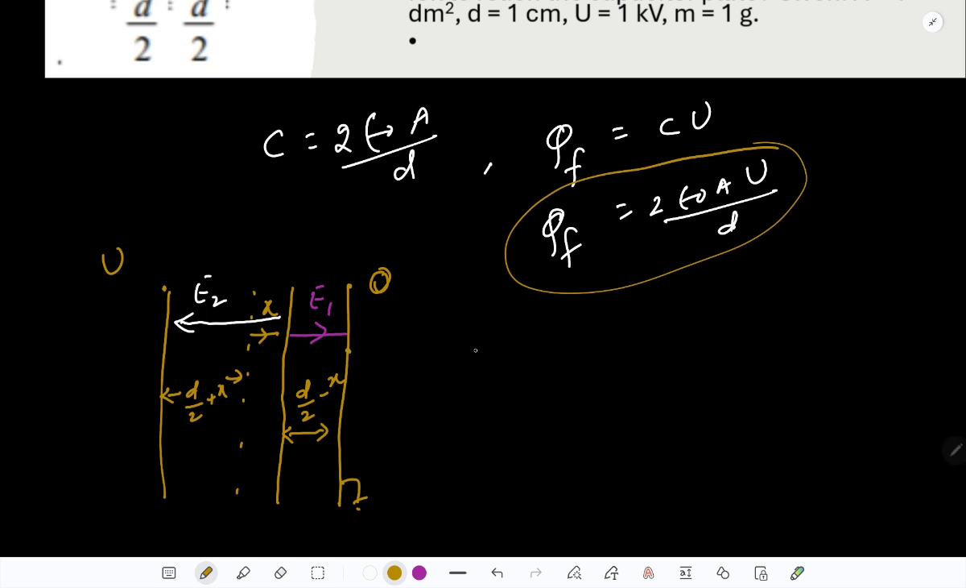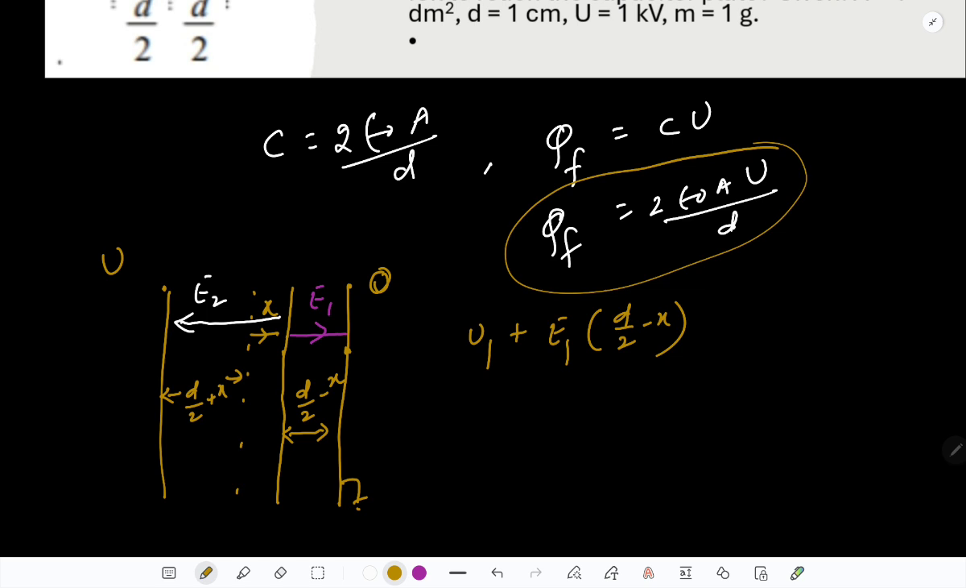that suppose its potential is U1, potential of this plate is U1, and we move towards decreasing potential. Moving from here to metal foil, we are moving towards decreasing potential, and that is against the electric field. That means we are gaining the potential difference, and so when we reach here, we will have the potential U1 plus E1 multiplied by d by 2 minus x, and then we are moving towards decreasing potential.